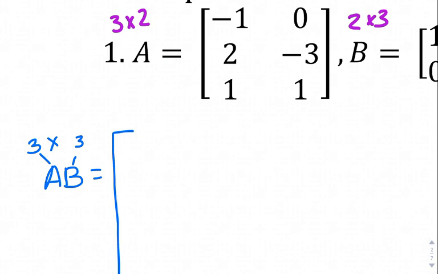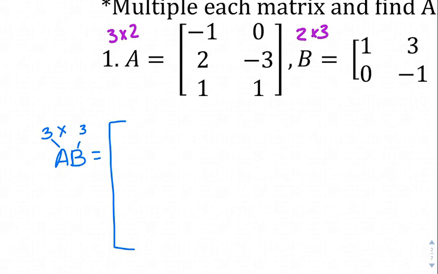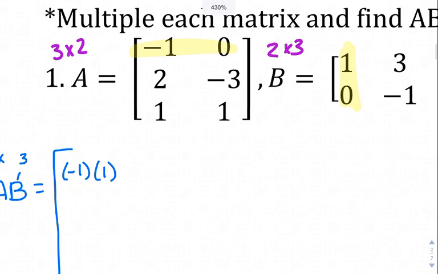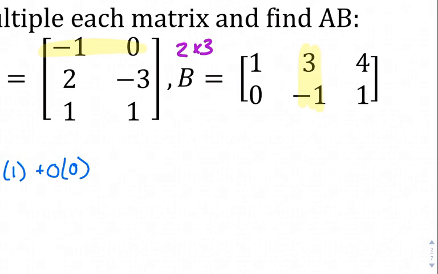To do this, remember whatever letter comes first, that's what row you're taking. Whatever letter comes second is the column you're taking. So I'm only doing rows in A and then columns in B. To figure out the first spot, that is row 1 times column 1. So I do the dot product. It is negative 1 times 1 plus 0 times 0. So that gives me my first spot. Now I'm still in row 1, but I'm moving to column 2. So now this is going to be negative 1 times 3 plus 0 times negative 1.